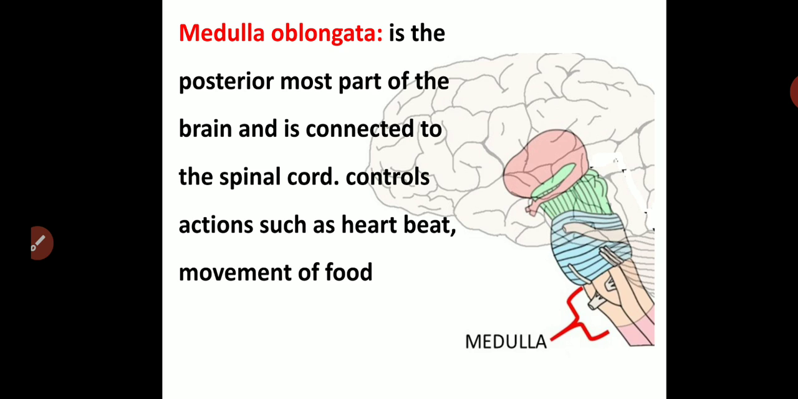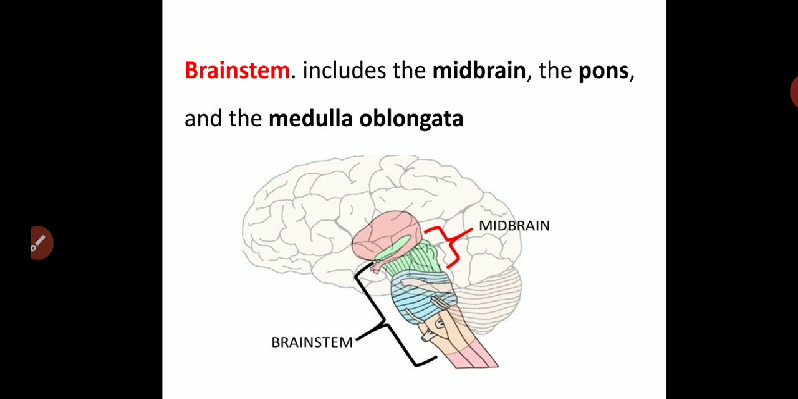The medulla oblongata is the posterior-most part of the brain, and it extends from the pons to the spinal cord, and mainly it takes care of all the involuntary activities. There is one more important term here, the brainstem. The brainstem includes the midbrain, the pons and the medulla oblongata. That region which consists of these three parts is termed the brainstem.